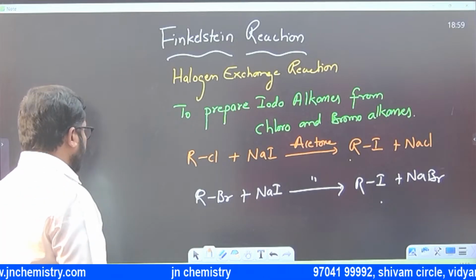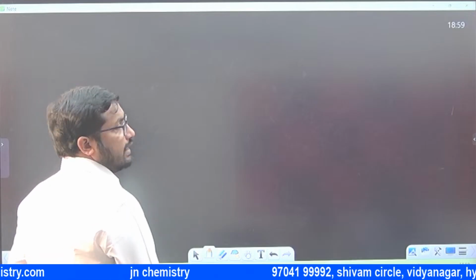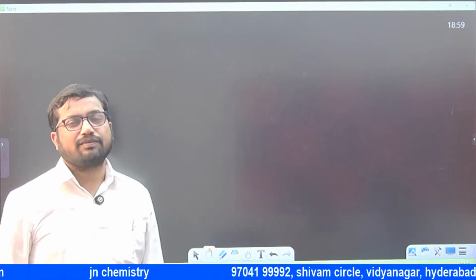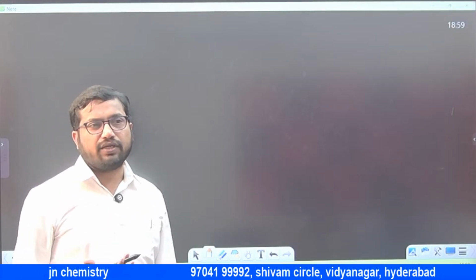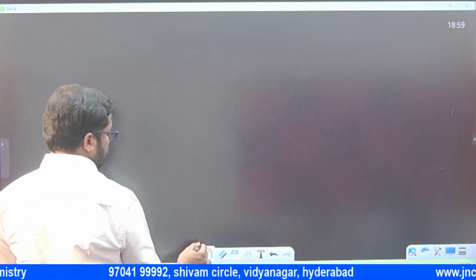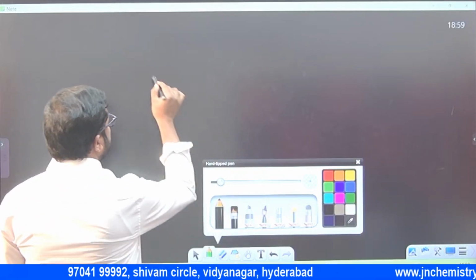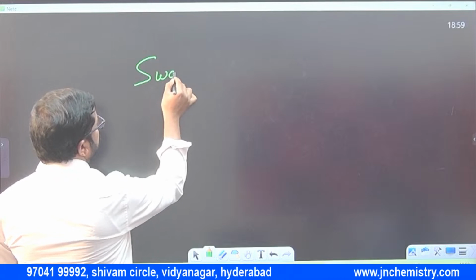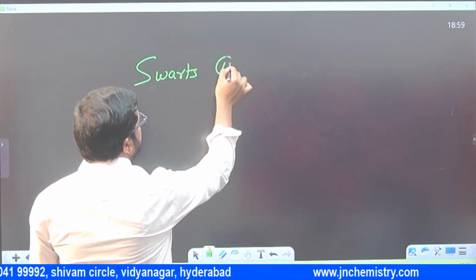Next, fluoroalkanes also we can prepare, but directly we can't prepare because fluorination is highly explosive in nature, fluorine. So that's the reason we'll use which reaction? Which reaction? Swarts reaction.